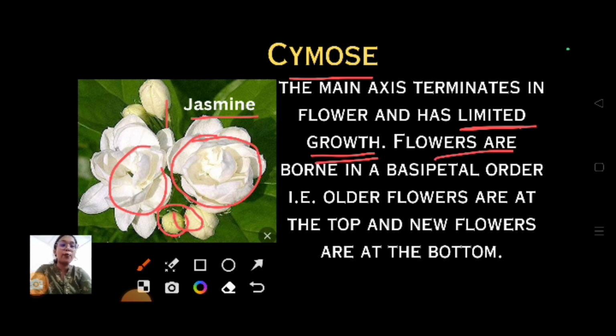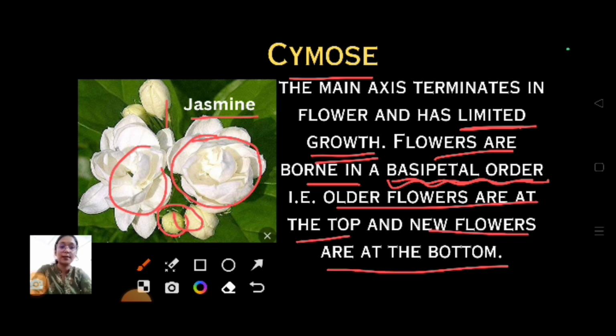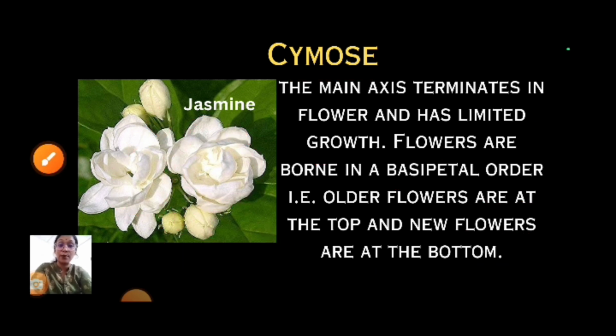And the flowers are born in basipetal order. The previous one was acropetal order. This was basipetal order. Meaning what? The older flowers are at the top and the new flowers are at the bottom. Is it clear? The older flower is at the top and the younger flower is at the bottom. For example, in jasmine, you can see cymose inflorescence. Is it clear? Then moving on to the next slide.